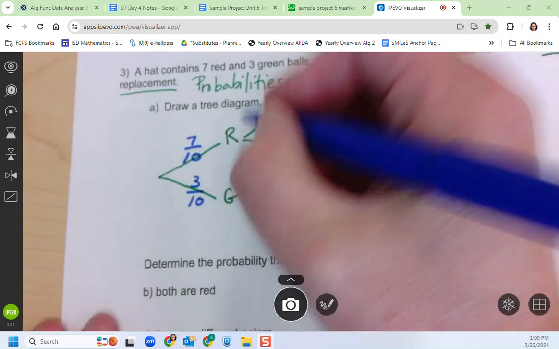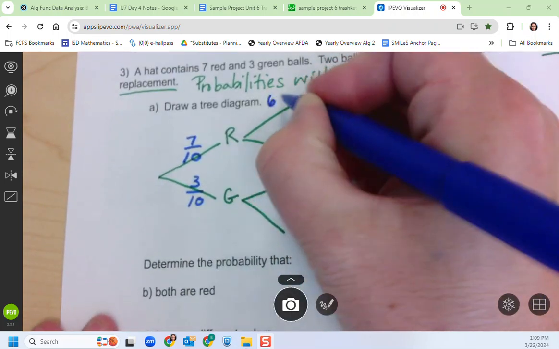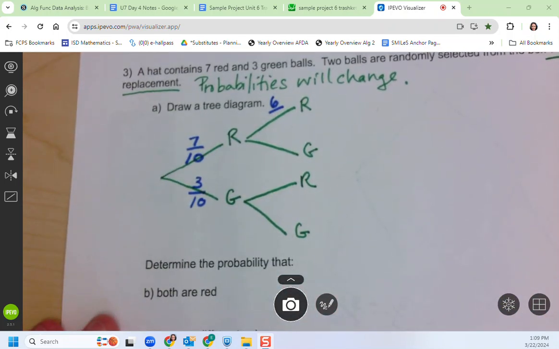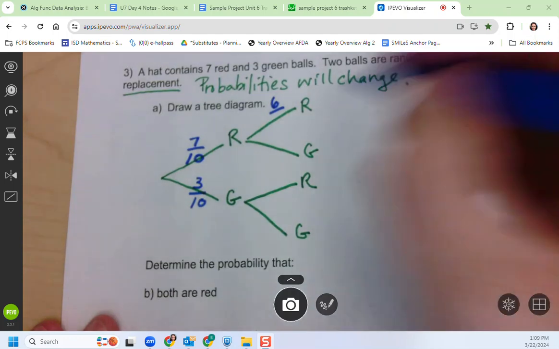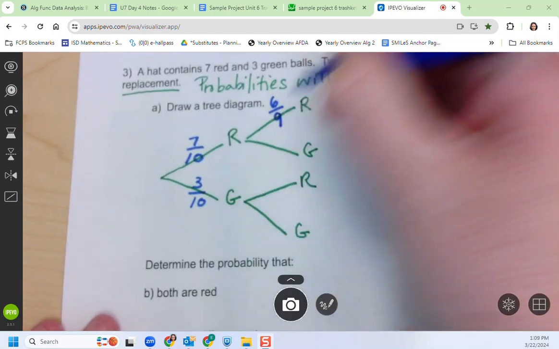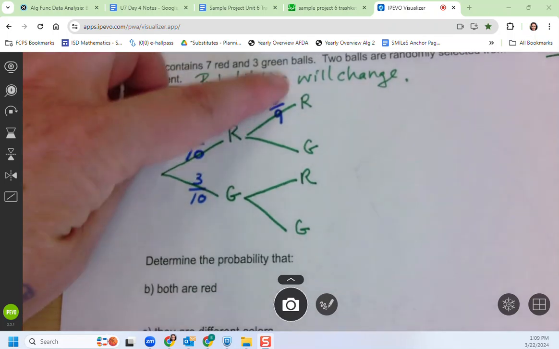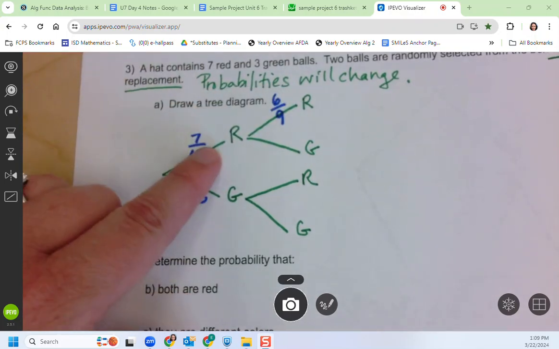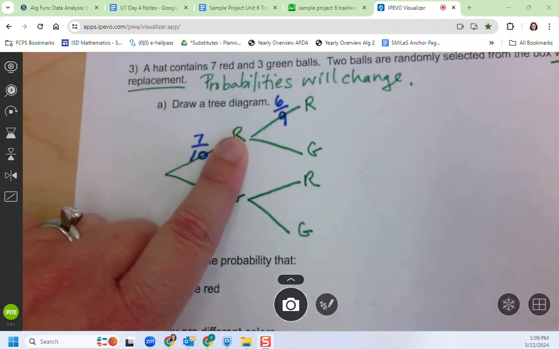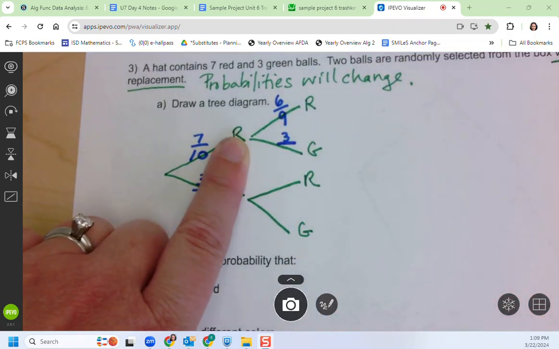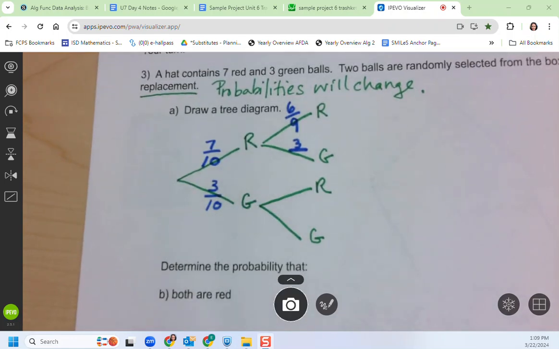Good. So the probability of getting a second red ball is 6 out of, we no longer have 10. We have how many? 9. Good. Okay, so that's because we took one of the red balls out. Now, the probability of getting red-green, we still have 3 green balls. We still have 3 green balls, but we only had how many total after we took one out? So we didn't take a second one out. We just took that first one out, so it's 9.